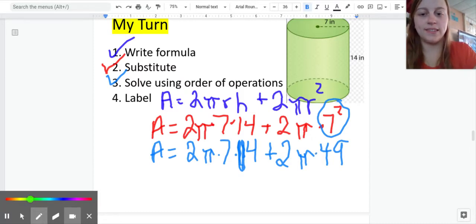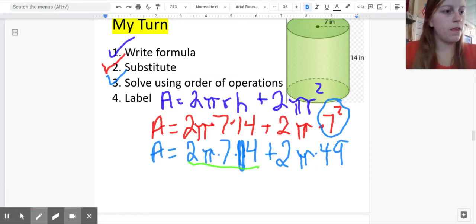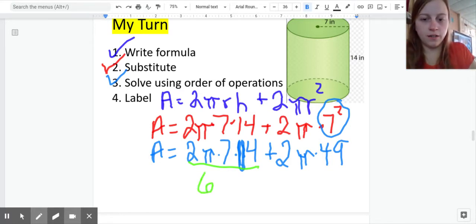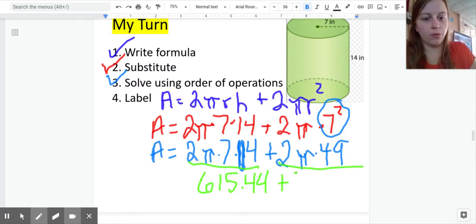Order of operations says next I can do all my multiply. So 2 times pi times 7 times 14 is 615.44, plus my other multiplication, 2 times pi times 49, is going to give me 307.72.